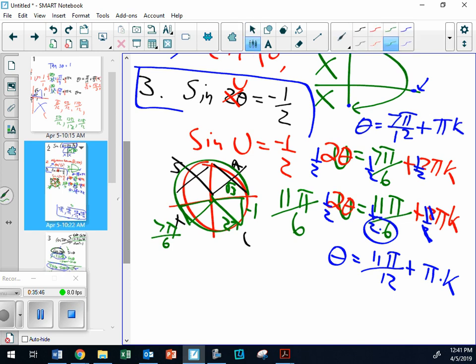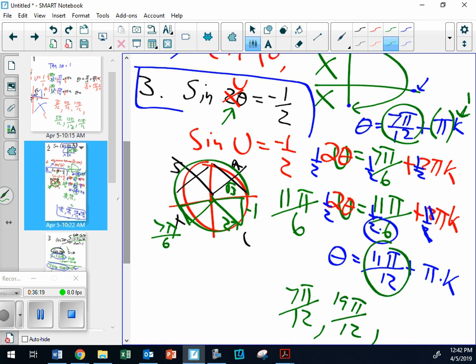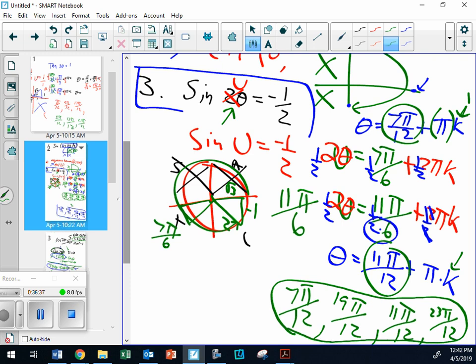And then, since I need 4 answers because this had a 2 theta in there, my first answer is putting in k equals 0, and I get 7 pi over 12. So 7 pi over 12. Then I put in k equals 1, and then I'd have this one is, let me think, 7, 12 pi over 12. So I got to add 12 pi over 12 to the 7. I'll make 19 pi over 12. And then there's this one, which is 11 pi over 12. And then the last one, which is putting in a 1 here. And then that makes 12 pi over 12 plus the 11 is 23 pi over 12. And there's my 4 answers for that one for the kids at home.